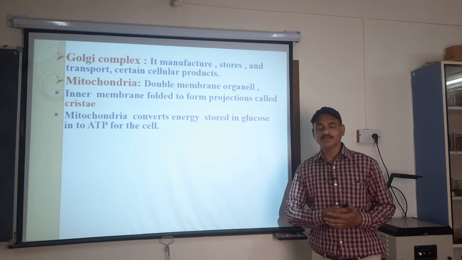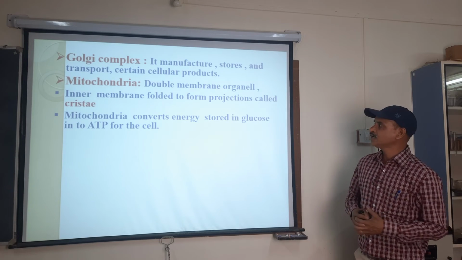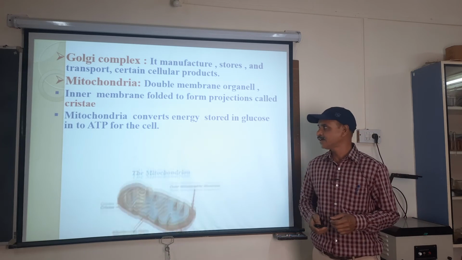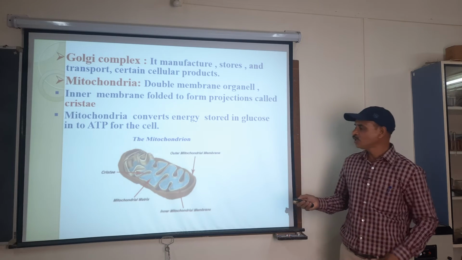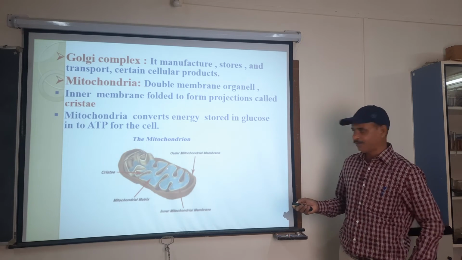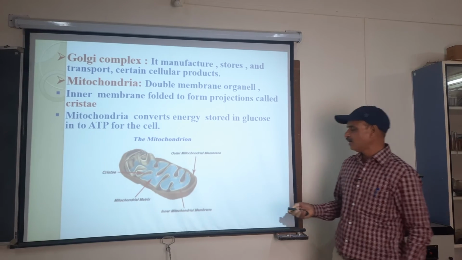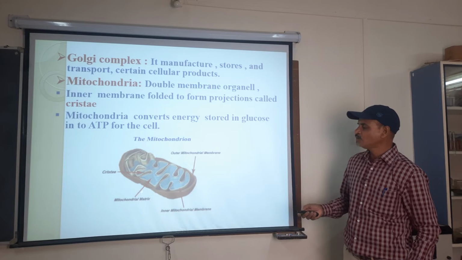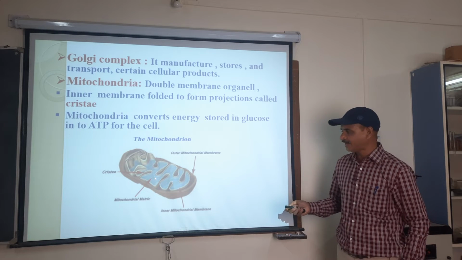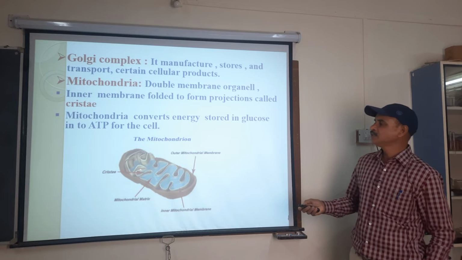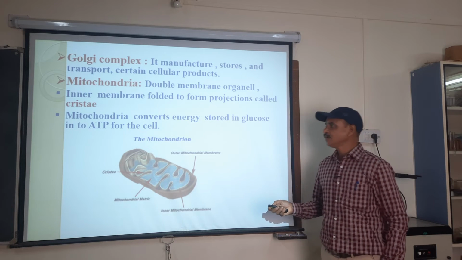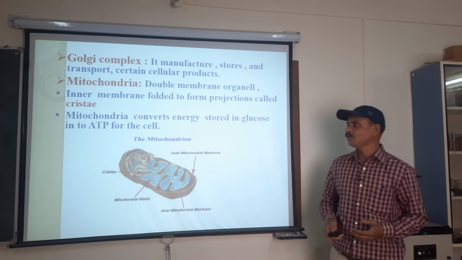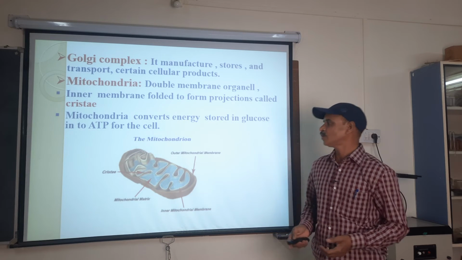The next cell organelle is the mitochondria. Mitochondria is a double membrane organelle, and the inner membrane is folded to form projections known as cristae. Now observe the image. The outermost protective covering is there, known as the outer mitochondrial membrane. Inside that, the inner mitochondrial membrane is there, which shows different foldings, and it encloses the mitochondrial matrix, and this folding forms the mitochondrial cristae. Mitochondria convert energy stored in glucose into ATP for the cell. So mitochondria act as the powerhouse of the cell.